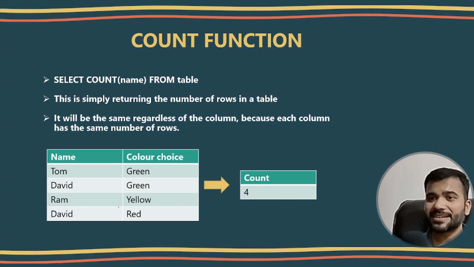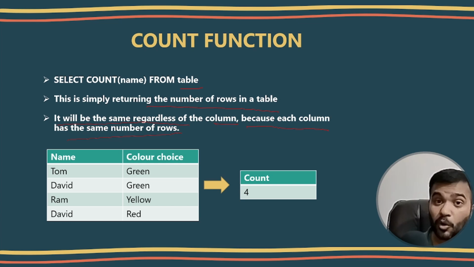Now, let's understand with a practical example how it works. Once we finish this theory part, we'll practice both distinct and count together in pgAdmin. Let's understand this with more examples. SELECT COUNT name FROM table, as I have already mentioned, simply returns the number of rows in a table. I have already explained this in a previous slide. It will be the same regardless of column, because each column has the same number of rows.